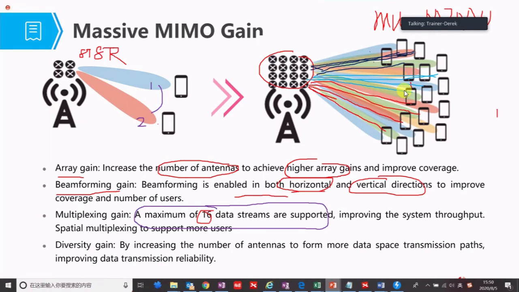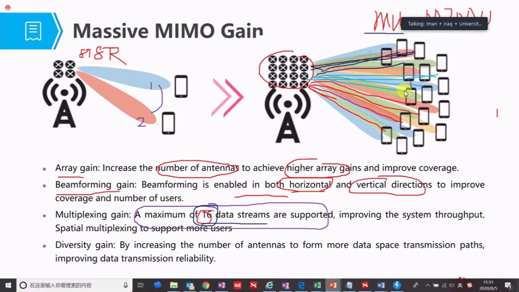Can you repeat? Each antenna has a fixed, limited number of beams that it can provide. This one, 16. Okay. It means we call it multiple-user MIMO. Multiple-user MIMO means it can multiplex the signals at the same time to multiple users, and a maximum of 16 data streams are supported.